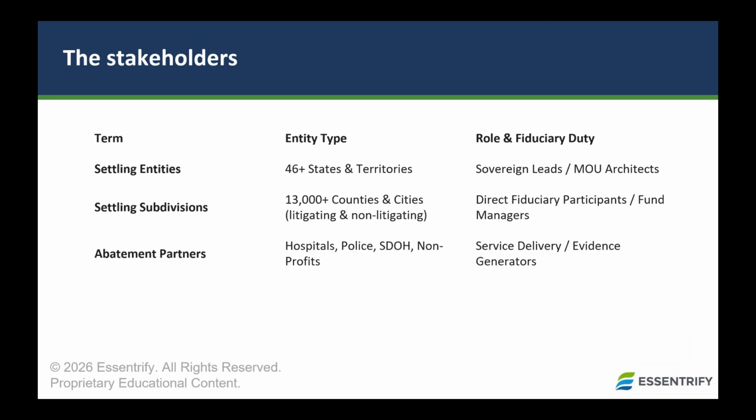Then there are settling subdivisions. This includes both litigating, those who actually sued the same companies, and non-litigating, who are allowed to join into the settlements. And there are over 13,000 counties and cities in that group. These people manage fiduciary participants, the abatement partners, and they are fund managers at the local level. Then we have abatement partners, which might be hospitals, police, social determinants of health organizations, or various nonprofits. They may be the primary deliverer of the related services.